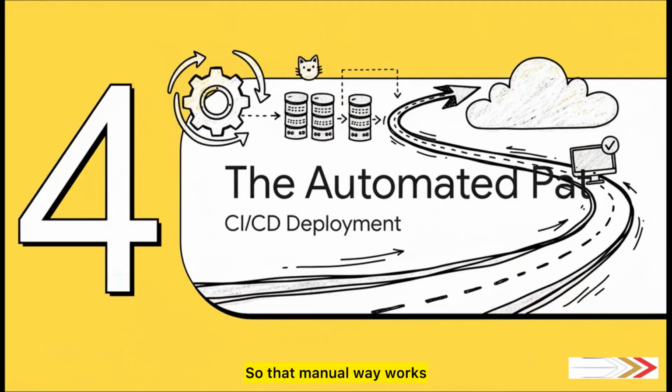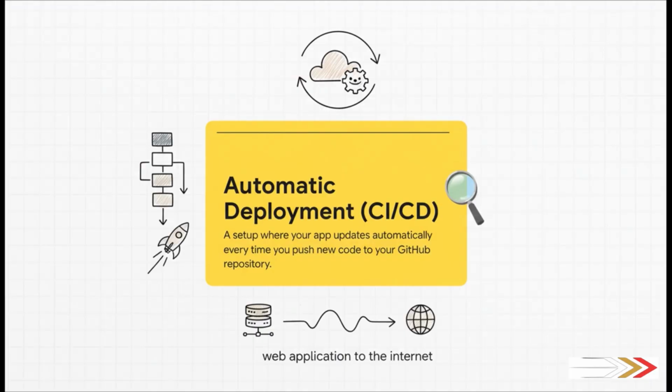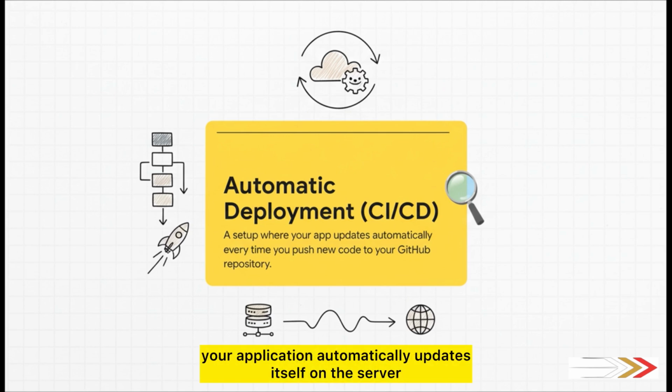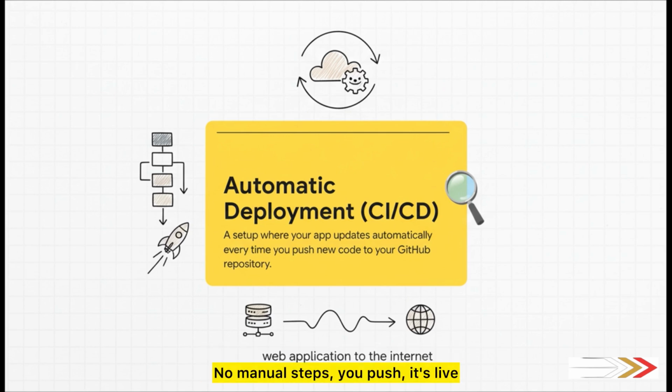So that manual way works, but what if I told you there's a better way? The way most modern dev teams do it. What if you never had to manually log in and update the server again? That's where automation comes in. Welcome to the Deployment Express Lane. You'll hear this called CI/CD. It stands for Continuous Integration and Continuous Deployment. And all it really means is setting things up so that every time you push new code to GitHub, your application automatically updates itself on the server. No manual steps, you push, it's live. It's a total game changer.